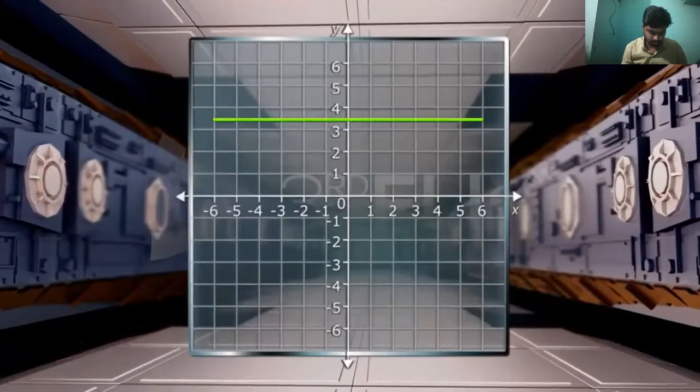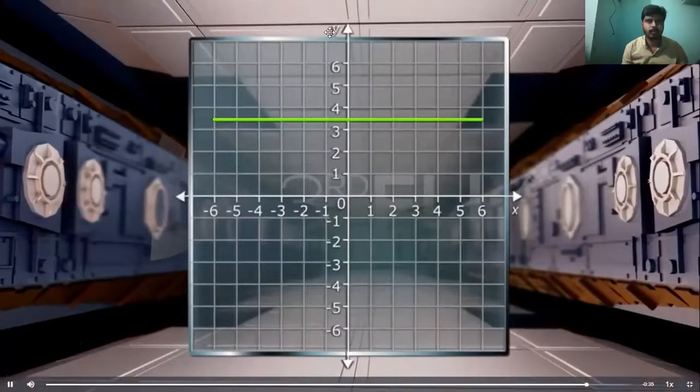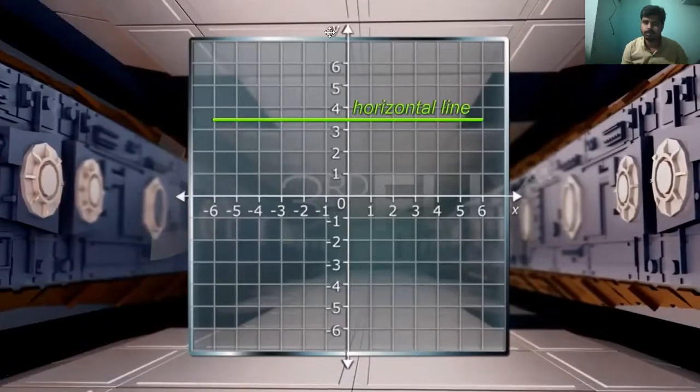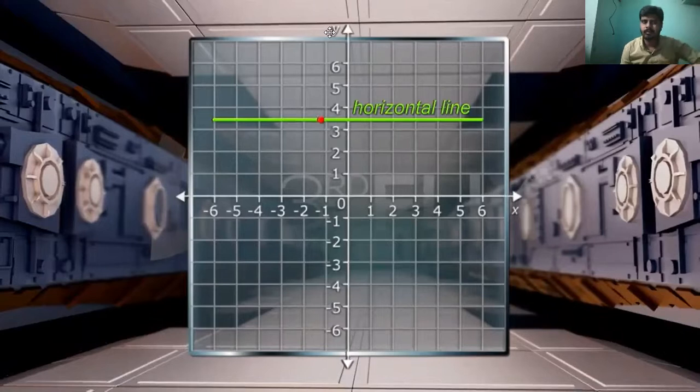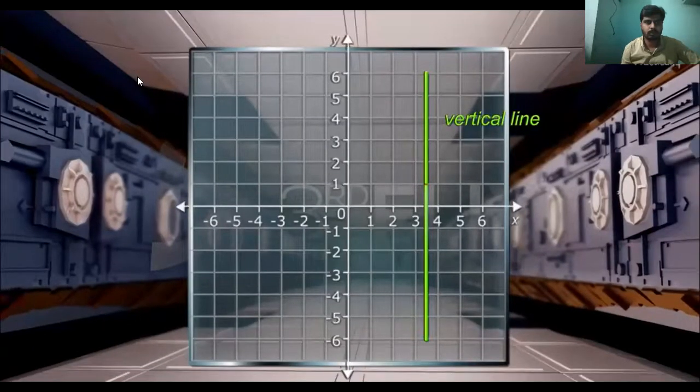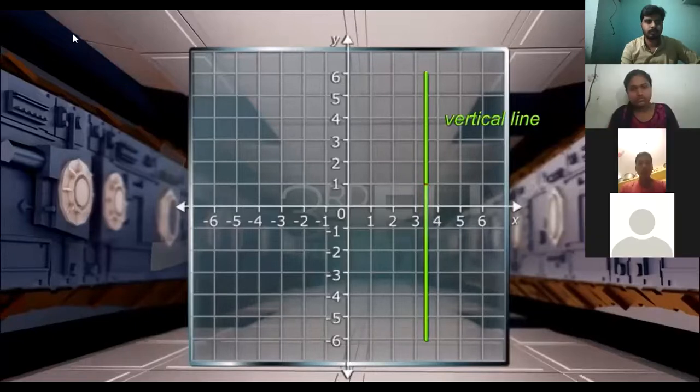A line which is parallel to the x-axis is called a horizontal line. The y-coordinates of all points lying on a horizontal line are the same. A line which is parallel to the y-axis is called a vertical line. The x-coordinates of all the points lying on a vertical line are the same. Summary.